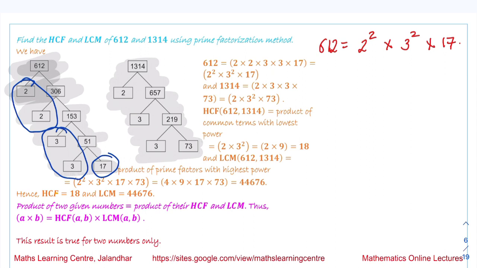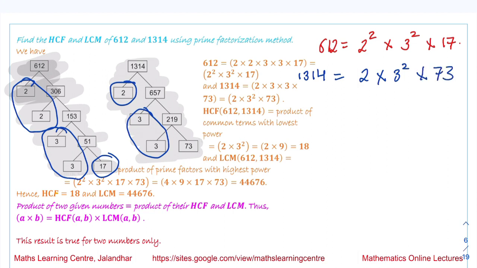Similarly, the second number we are talking about is 1314. We can write this as equal to 2 into 3 raised to the power 2 into 73. Now you need not write this, I am just writing it to make things more clear. For 612, I can write into 73 raised to the power 0, and I can write 17 raised to the power 0 in this.